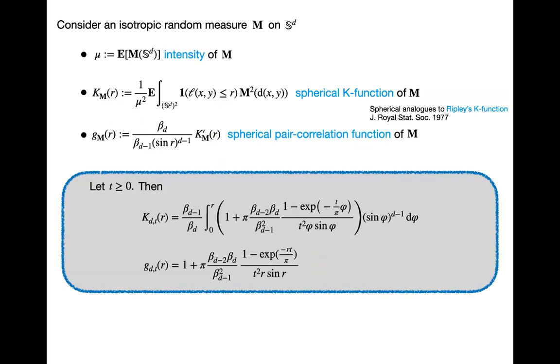So the measure is the following. You construct your splitting tessellation, and then you put the d-1 dimensional Hausdorff measure on all the great hypersphere pieces of this tessellation, on the boundary of the cells of this tessellation. This gives you an isotropic random measure on the sphere, and you can explicitly compute these two functions, the spherical K function and the spherical pair correlation function. That's nice.